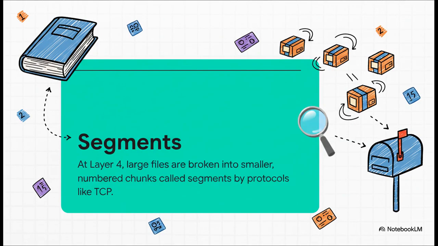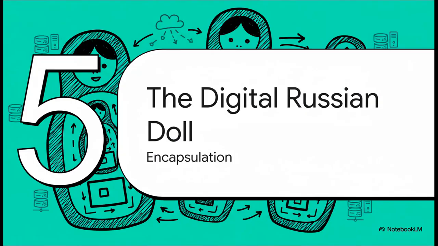Okay, imagine you had to mail a 10,000-page book. You wouldn't try to cram it into one giant, ridiculous box, would you? No way. You'd break it down into smaller, more manageable packages. And that is exactly what the transport layer does. A protocol called TCP, you've probably heard of it, chops your large data file into smaller pieces called segments. And, really importantly, it numbers each one so they can be put back together in the right order when they arrive.